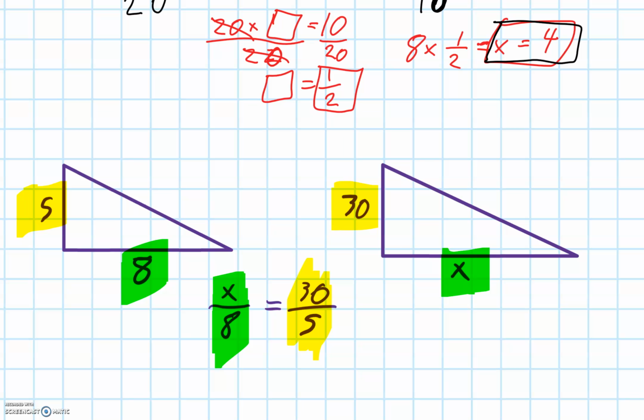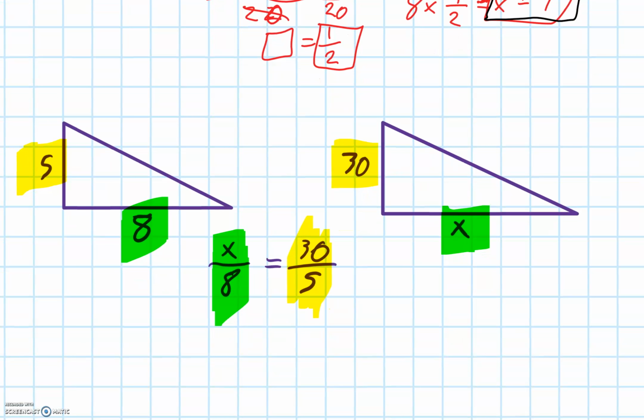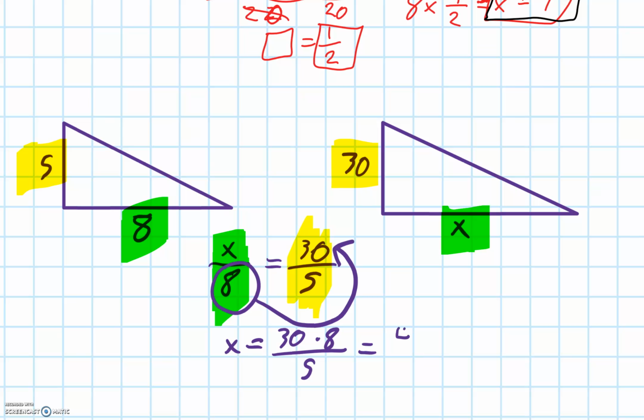And so the change in them should be the same, and so that's why we can make them equal. Now what we're going to do is just try to move the 8 onto the other side. Right now it's being divided, so we multiply. So x equals 30 times 8 divided by 5. So 30 divided by 5 is 6. 6 times 8 is 48. And that is our value for x.